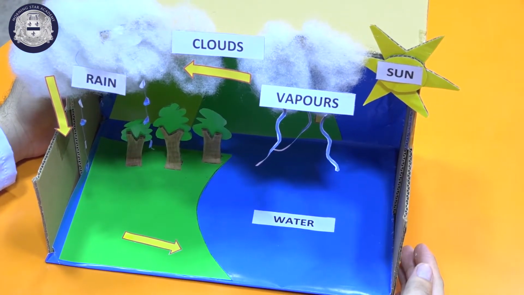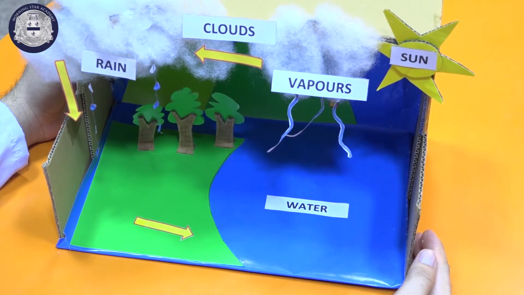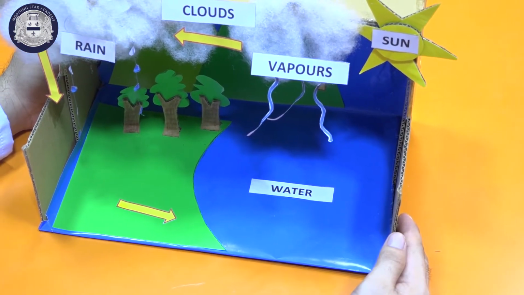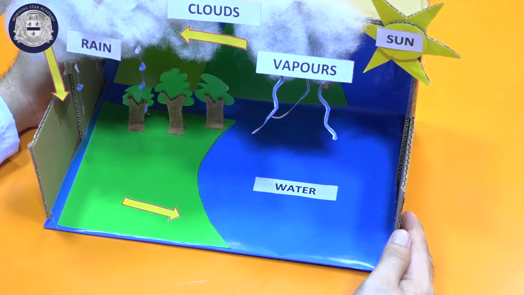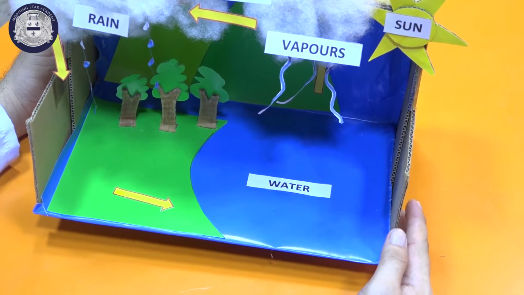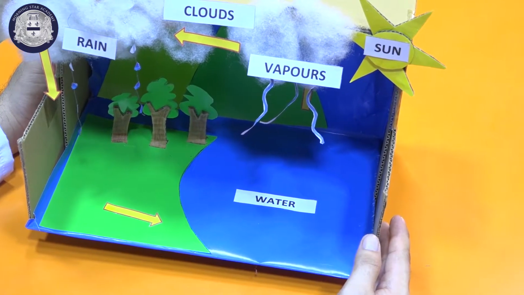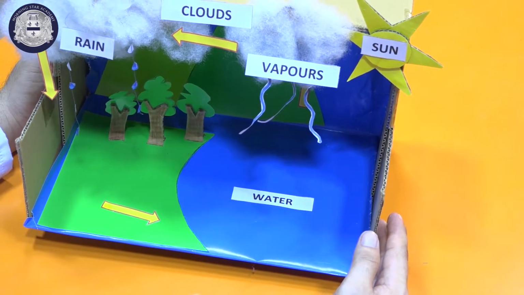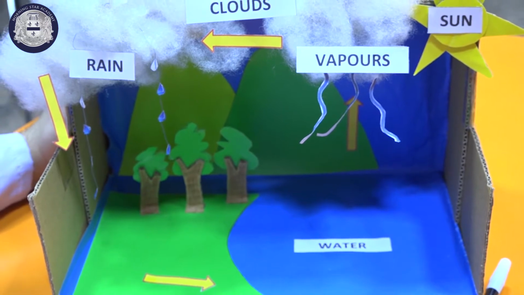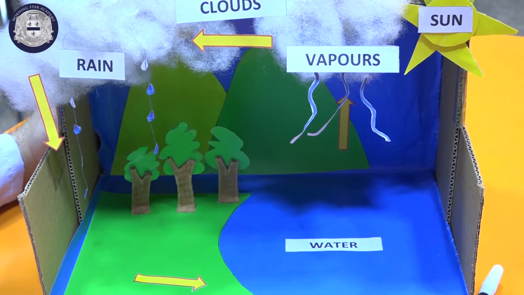Okay, kids, there we have it, our final project for water cycle diorama. So in our diorama, again, diorama is a model representation of a scene. So this water cycle diorama shows how the water cycle occurs or how the water cycle happens. So kids, there we have it, our water cycle diorama. It shows how water cycle happens.